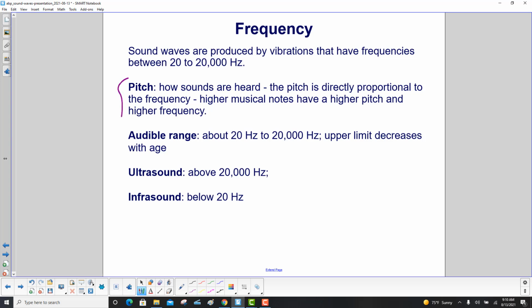And some definitions here. Pitch, that's how sounds are heard. The pitch is directly proportional to the frequency. Higher musical notes have a higher pitch and higher frequency. The audible range, that's the sound that humans can hear, is about 20 hertz to 20,000 hertz. The upper limit decreases with age. Ultrasound, that's above 20,000 hertz, and then infrasound is below 20 hertz.